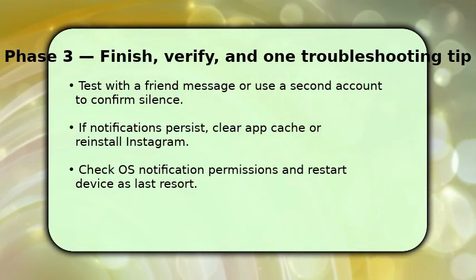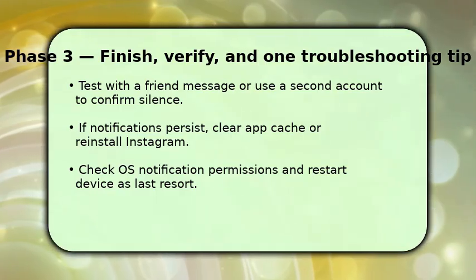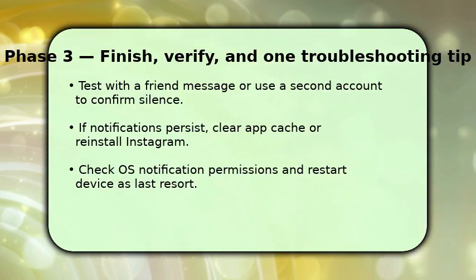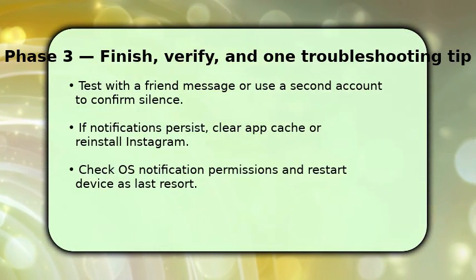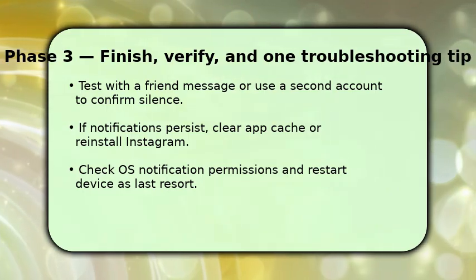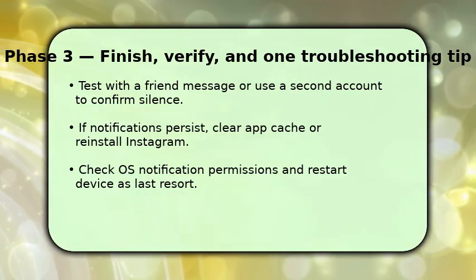Finish by testing. Ask a friend to send a message or use another account to verify silence. If you still get notifications, make sure Instagram's app permissions are set correctly in your phone settings. Sometimes clearing cache or reinstalling the app fixes stuck preferences. Restart your device after changes to ensure settings apply.